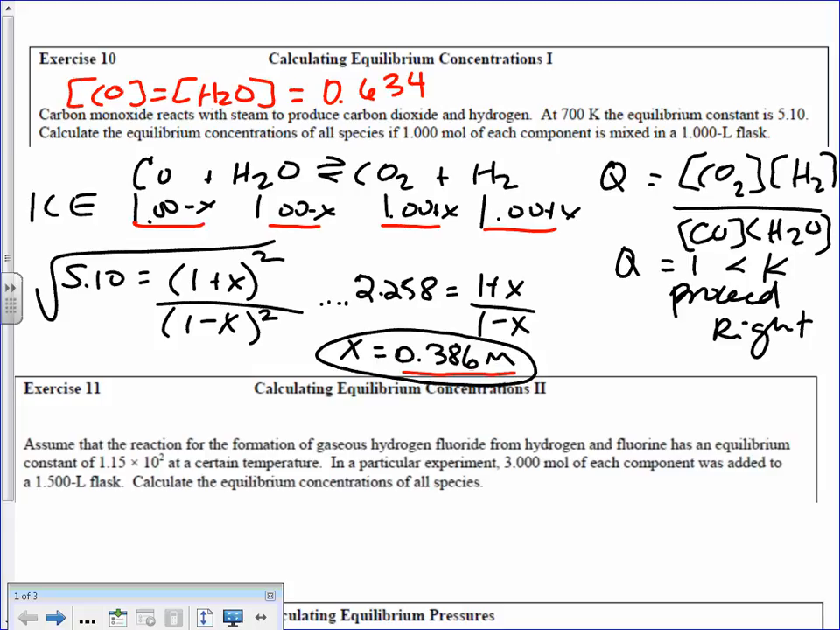0.614, right? Okay. And then separately, carbon dioxide, which equals hydrogen gas, is equal to 1 plus that. So that's 1.386 molar. Cool. Not hard. Easily done on your test for free response.